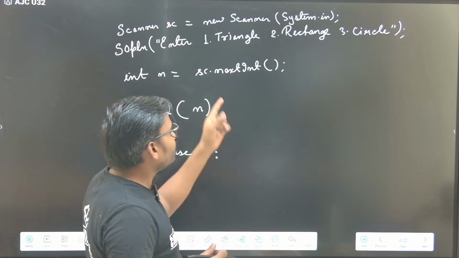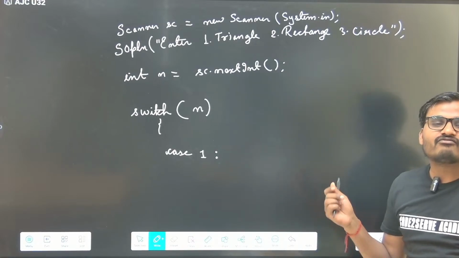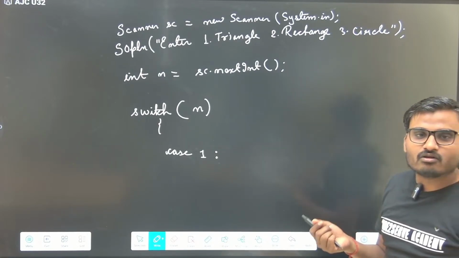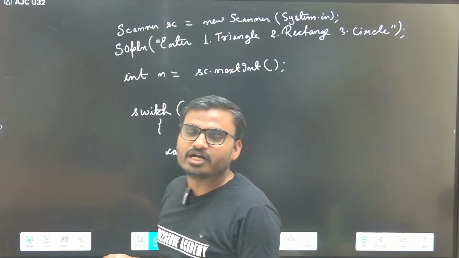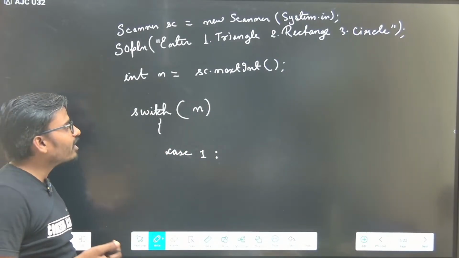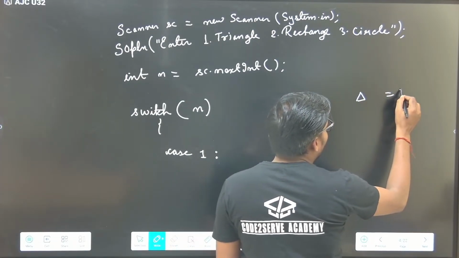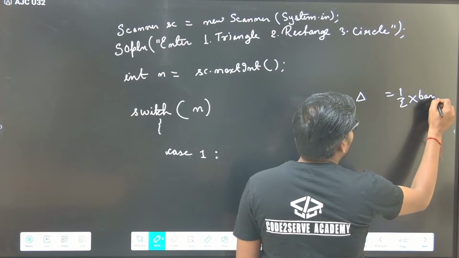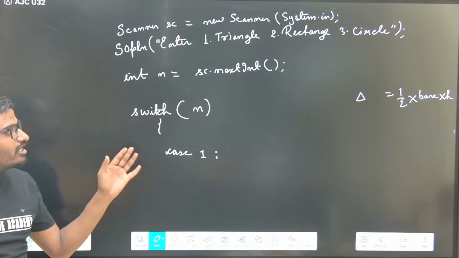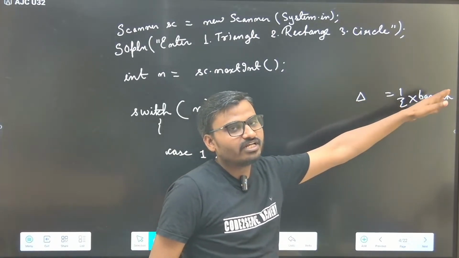So now, the first part was triangle. Suppose we are calculating the area for a right angle triangle. What is the formula for calculating the area? Half into base into height. So we can calculate the area of a triangle using half into base into height. So what do we need? We need two things from the user: the base and the height.